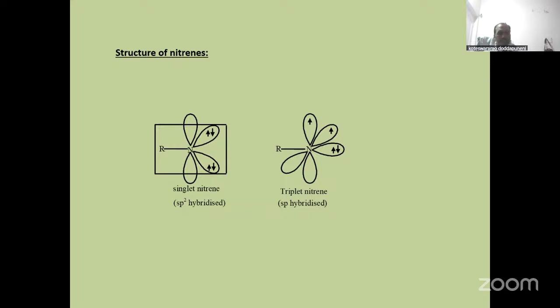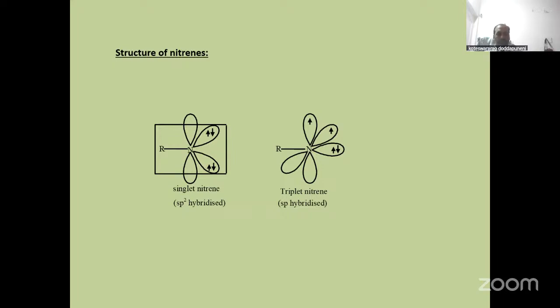In the case of the singlet state, the singlet nitrogen exists in sp2 hybrid form. Like a carbene, nitrene may be in the singlet or triplet state, just similar to the carbene. In singlet nitrene, the nitrogen is in sp2 hybrid state, whereas in triplet nitrene, it is in sp hybridized form, very much similar to the carbene.